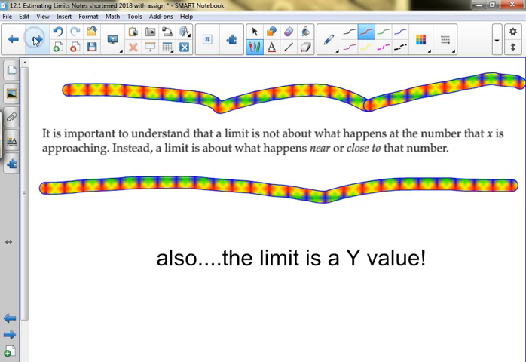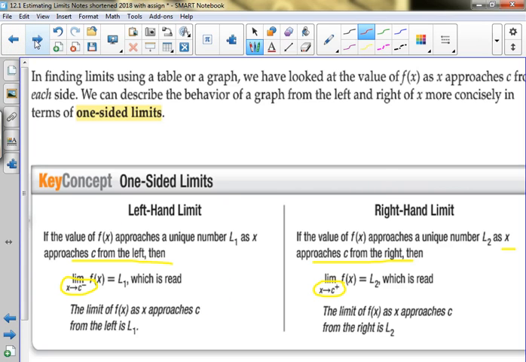Okay, that'll make more sense as we do some examples. One more time. It's important to understand the limit is not about what happens at the number, but as it approaches that number. A limit is about what happens near or close to that number. The other thing to remember is that the limit is a y value. We'll do a bunch of these and all of a sudden people are giving me x values. That's not the limit. Okay?